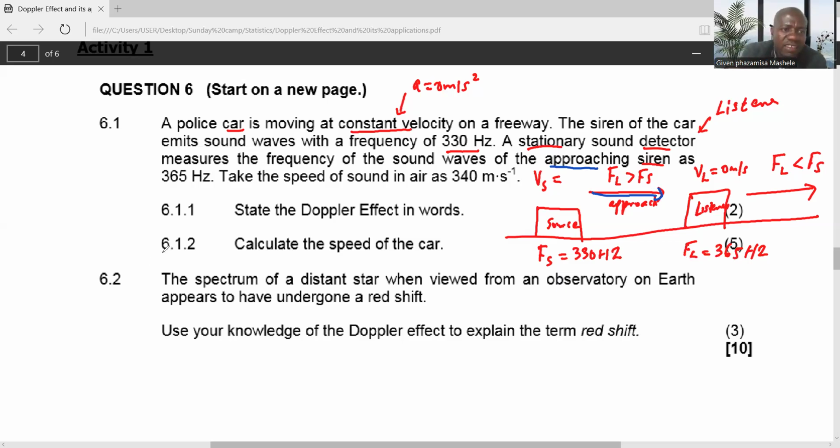And what did I say? I said, when you are using a plus formula, ladies and gentlemen, Vs should be negative and VL should be positive when we are dealing with approaching. But when you're moving away, you change the sign: Vs becomes positive, and VL becomes negative. Don't forget that. Then they're saying take the speed of sound in air to be 340 meters per second, so we're given V. It's very, very important.